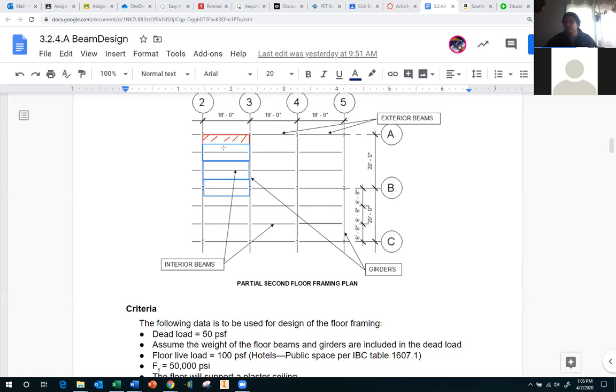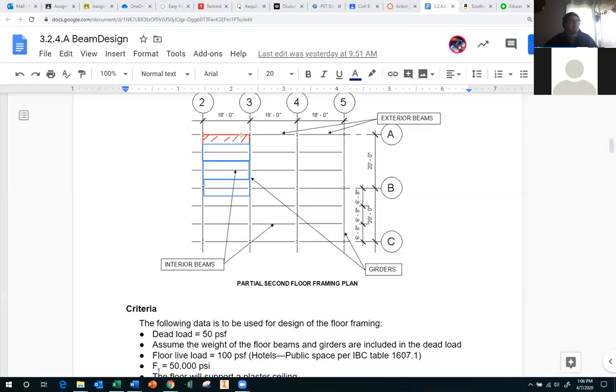A good thing to note is that the code allows for the same deflection, there's no difference for the exterior and interior beams versus what code allows. So you almost can save yourself a calculation there, but if you want to go through it again, that's totally fine. If you have any questions on those, move forward.